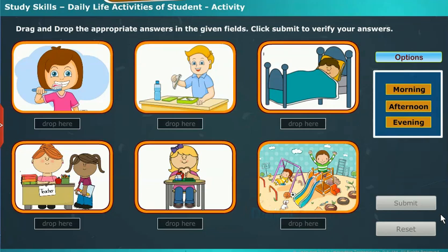Study skills. Daily life activities of student. Activity. Drag and drop the appropriate answers in the given fields. Click Submit to verify your answers.